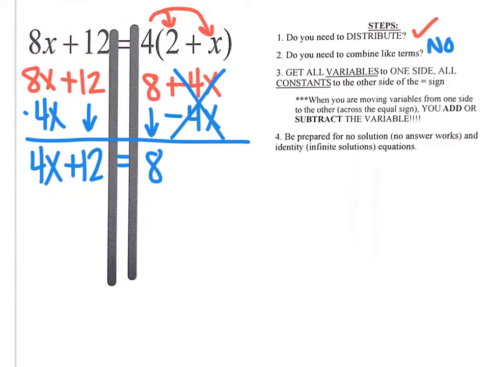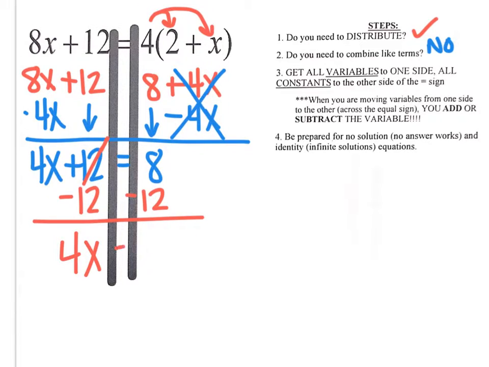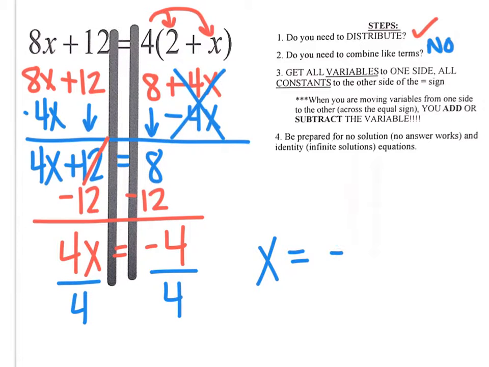Now, I need to move my constants. And I can't move my 8 because I need something on that side of the equal sign. So I'm going to have to move my 12. And I'm left with 4x equals negative 4, because 8 minus 12 gives me a negative 4. I need to isolate the variable, so I'm going to divide by 4 on both sides. x equals negative 1.